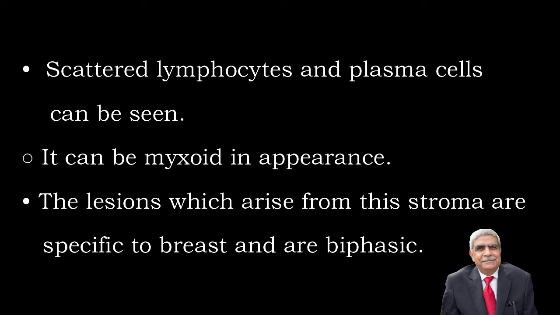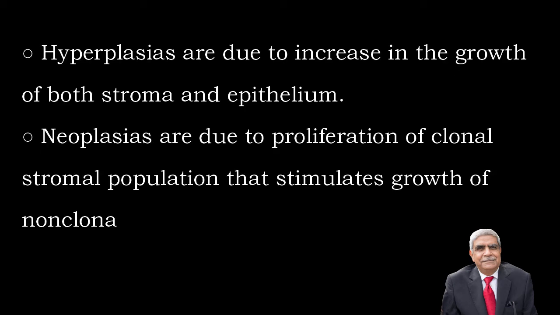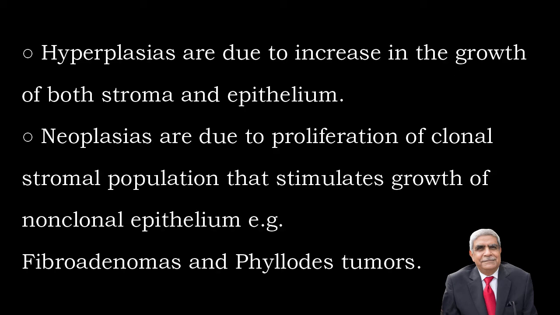The lesions which arise from this stroma are specific to breast and are biphasic. Very important point. Hyperplasias are due to increase in the growth of both stroma and epithelium. Neoplasias are due to proliferation of clonal stromal population that stimulates growth of non-clonal epithelium, for example, fibroadenomas and phyllodes tumor.